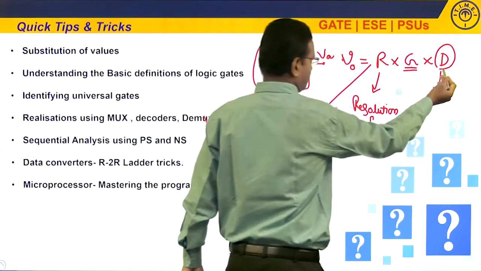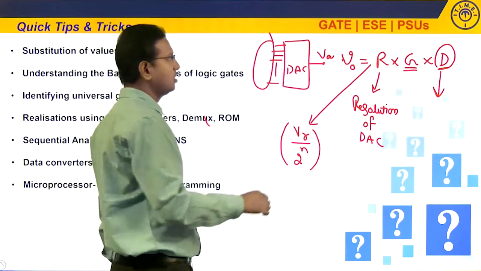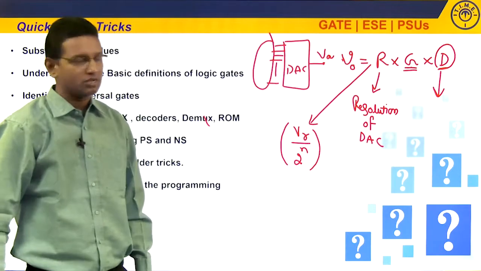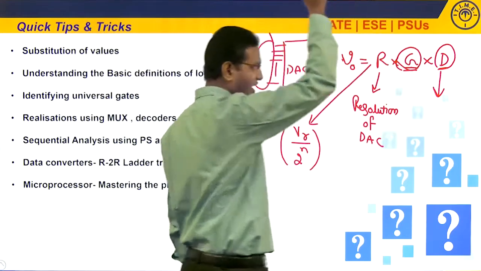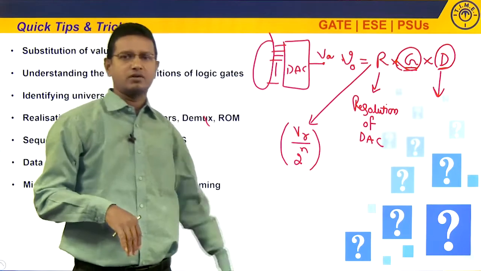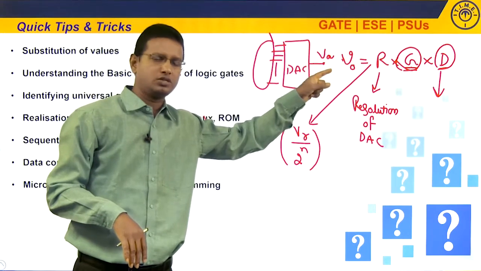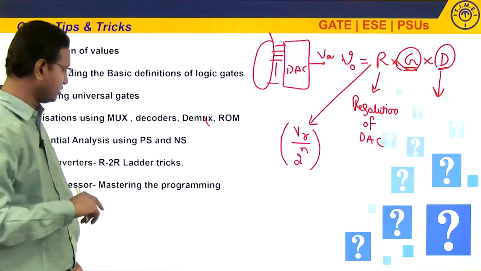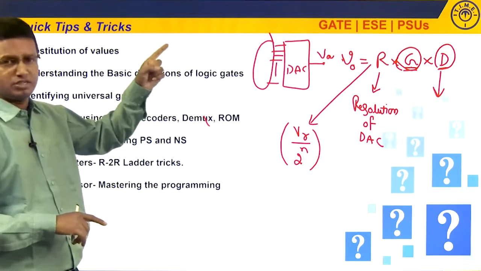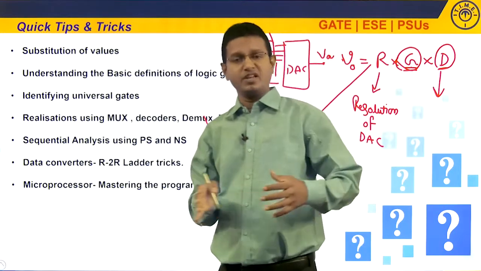So the D comes from the input of the circuit, the resolution comes from the basic nature of the converter, and the gain factor comes from the op-amp circuit. If I remove the op-amp, the gain will be 1. This formula will help you a lot when you are solving R-2R ladder networks. Remember this formula, it is one of the simple tricks to solve very big ladder networks.